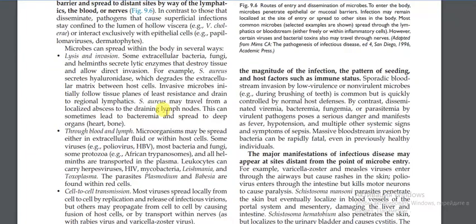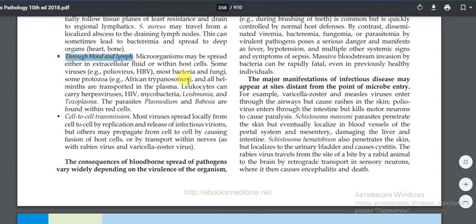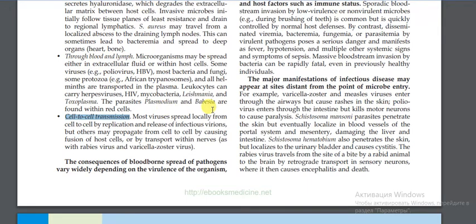Okay, let's talk through blood and lymph. I showed it already, so no need to discuss it. And cell-to-cell transmission. Cell-to-cell transmission is more typical for viruses in the respiratory tract or in the digestive tract. As they enter one cell, they use the machinery of the cell to produce more viruses, and then rupture of this infected cell causes the spreading of the virus to other cells, and they infect other cells too. So the main way of spreading of viruses is cell-to-cell transmission.